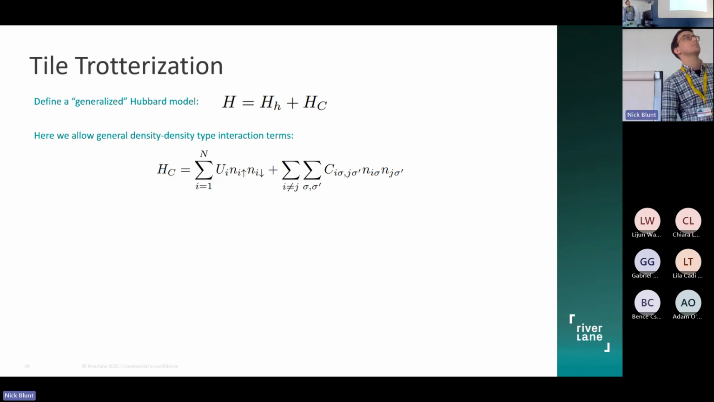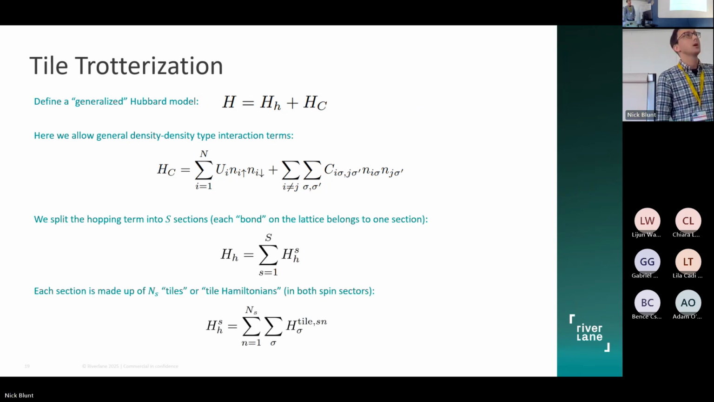Okay, so how can we implement time evolution for this? Actually, this interaction term is no different, because all of these terms still commute with each other. Any number operator will commute with any other number operator, and so this is still straightforward to implement. The hopping term, we're going to treat with the same strategy as plaquette trotterization, but generalize this for other lattices. We say that we're going to split the hopping term into S sections. Each bond on the lattice belongs to one and only one section. And then each of these sections is made up of some number of tiles, or tile Hamiltonians.